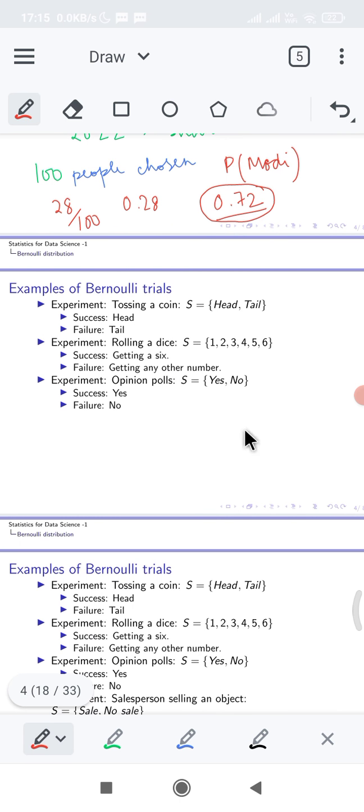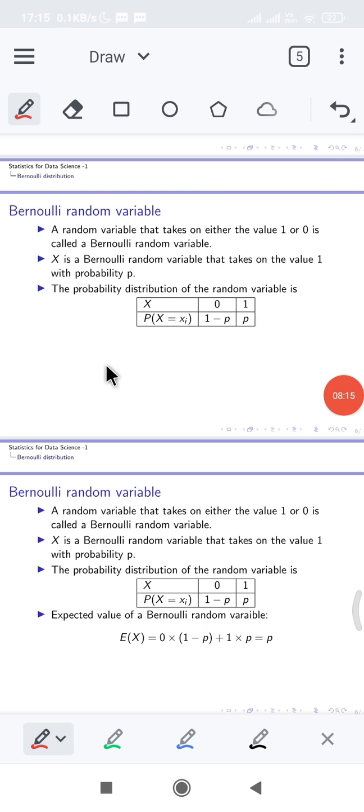So in a Bernoulli random variable, as I already told you guys, it can either take 1 or 0, and usually we denote the probability of getting success with P and the probability of getting failure by Q, and it can be said that Q equals 1 minus P. As I already told you guys, probability of success plus probability of failure, which is P plus Q, is 1.